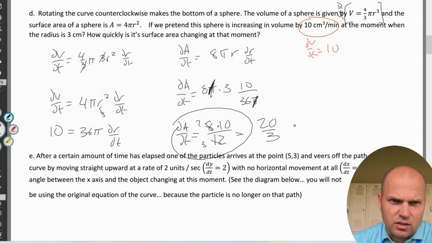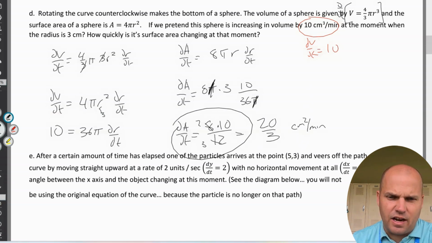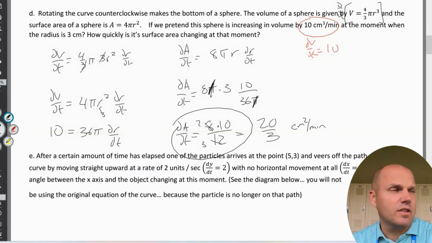And that is in squared centimeters per minute because it's an area. It's not a per minute squared. This is not a derivative of a derivative. This is just a first derivative.